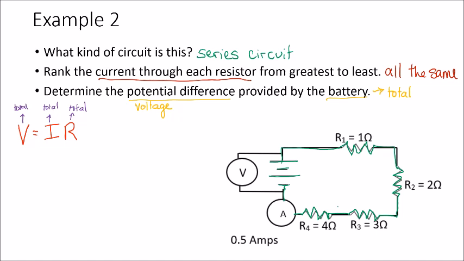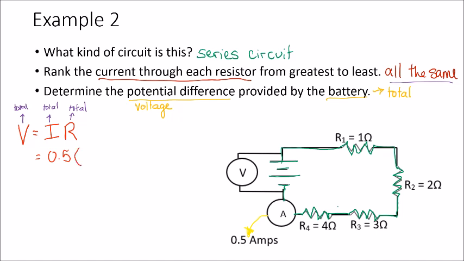Because the current is all the same, just like in the last one, it doesn't matter where this ammeter is placed. We will have 0.5 amps of current through every resistor, and that will also be our total current.